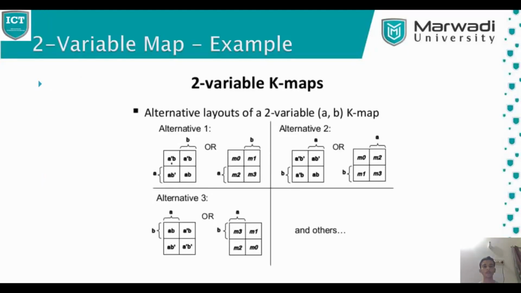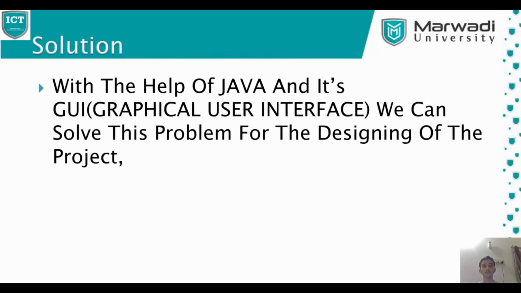Two variable map. Here is an example of a two variable K-map. This is the alternate layout of a two variable K-map. Now next, what is the solution?